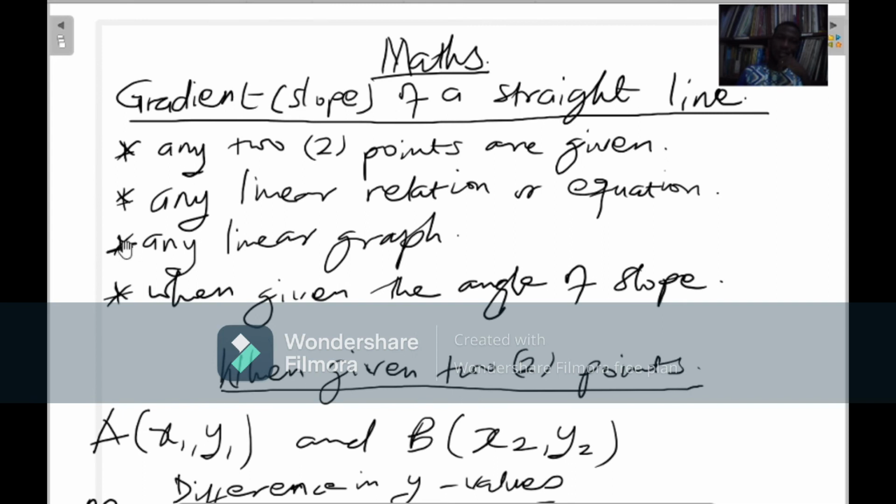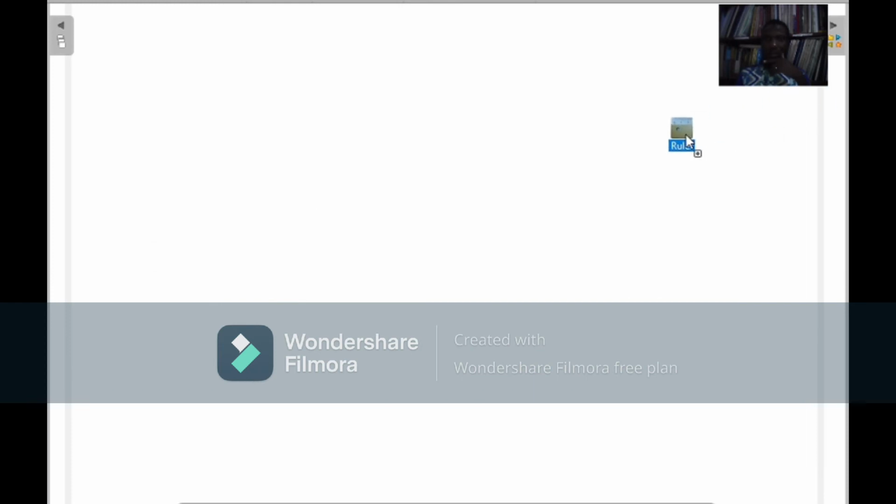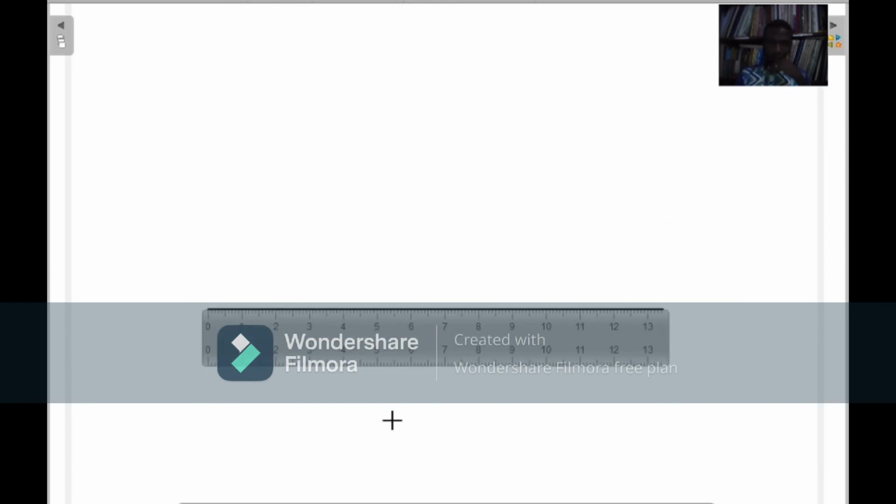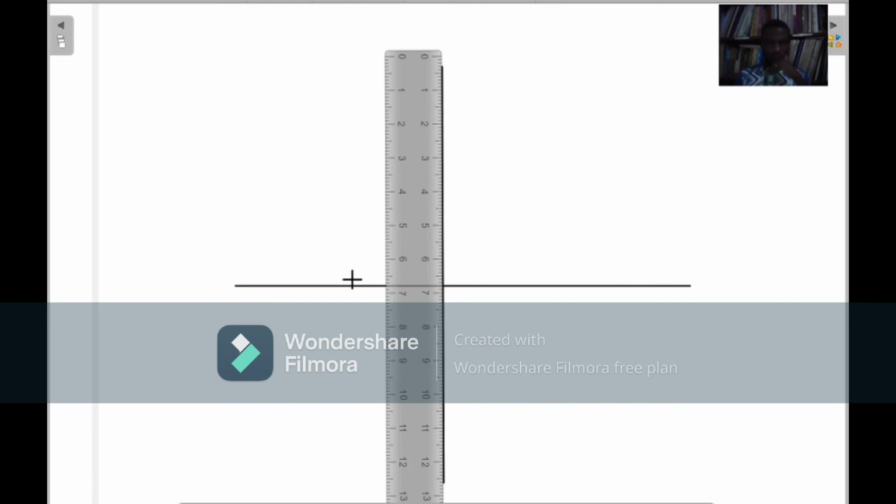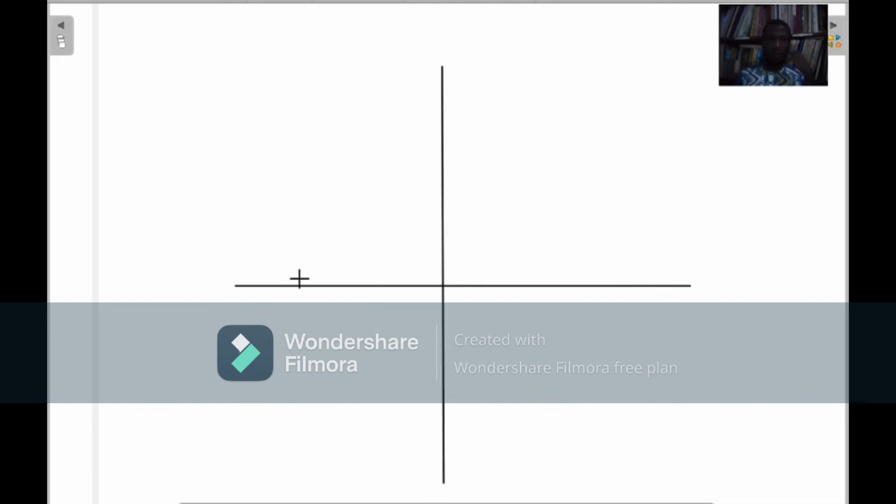So now we are going here, the third side of it, any linear graph. And that one I don't hope to spend much time on. Let's take an explanation of that quickly. Assuming we have our Cartesian plane, with this being our x-axis and y-axis, and we decide to draw any arbitrary line.